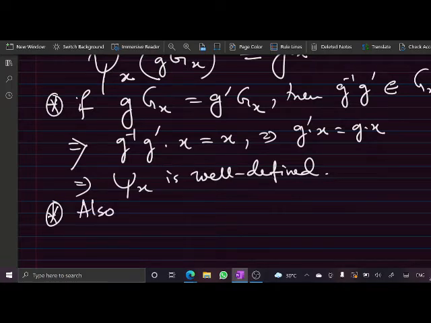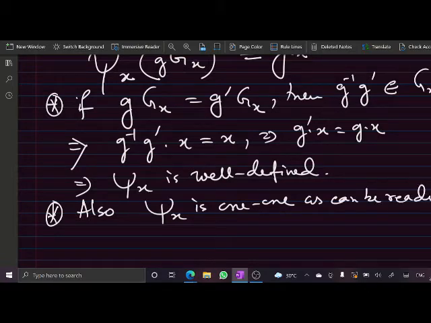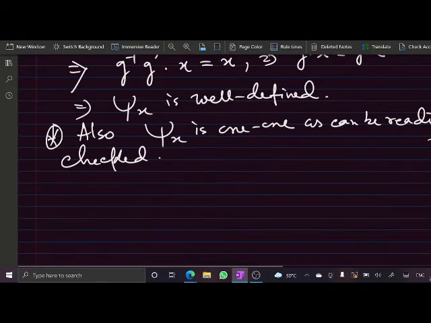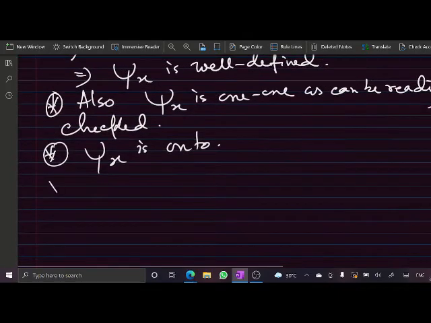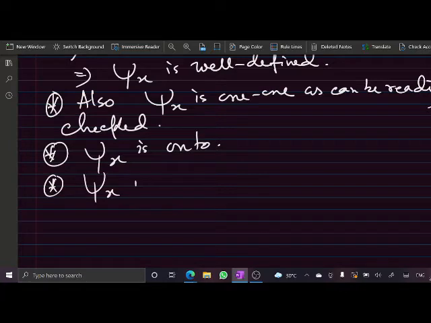Also psi x is 1-1, as can be readily checked. And thirdly, psi x is a G map.